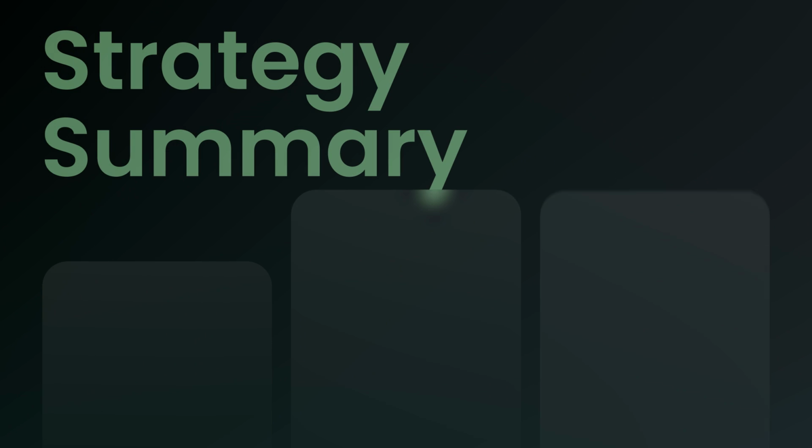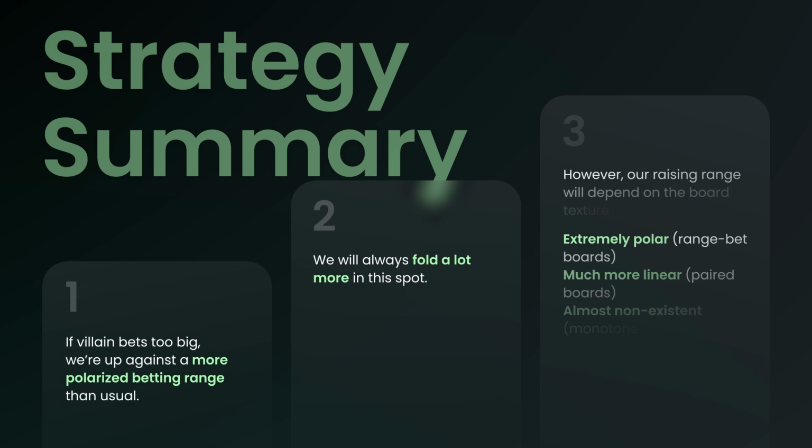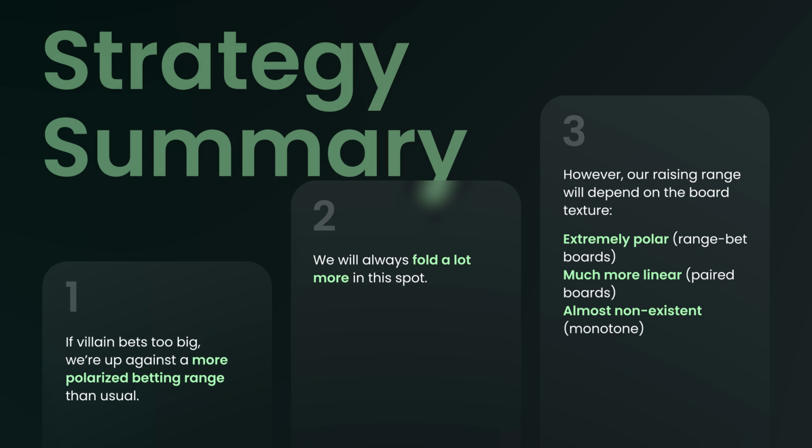So to summarize where we're at now, for this category of spots, if our opponent bets too big, then that's going to mean we're up against a more polarized betting range than what we usually would be. That's going to lead to us folding a lot more very naturally. But our raising range is going to depend on the board texture.